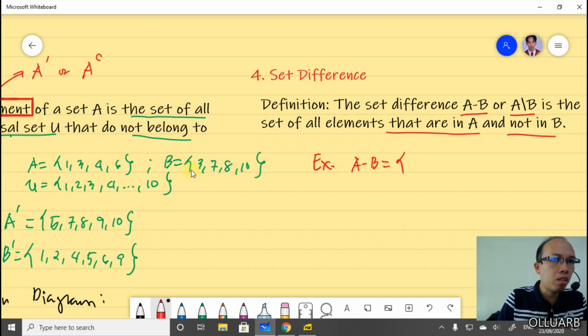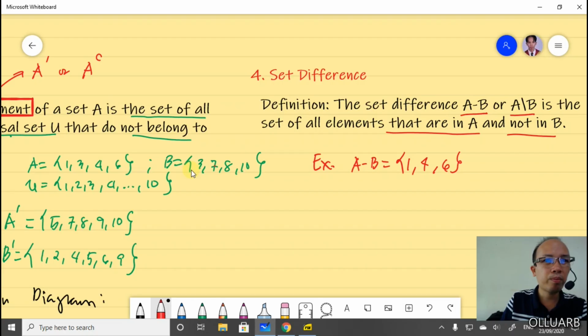The set of all elements that are in A but not in B. So 1 is here, but 1 is not here, so we will write 1 here. 3 is here, but 3 is also here, so we will not write 3. 4 is here, but 4 is not here, so we include that in the set difference. 6 is here, 6 is not here, so 6 is also an element of A minus B.